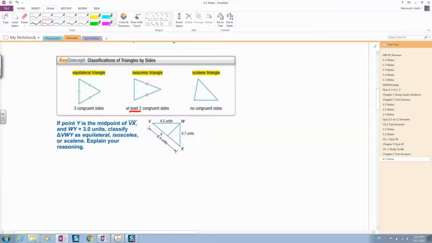So if point Y is the midpoint of VX, which means it divides it into two equal parts, that means you have 4.2 and 4.2. And WY is 3.0, so basically 3. Classify VWY as equilateral, isosceles, or scalene. Well, notice they're all three different sides, so it is scalene, because all three sides have different measures.